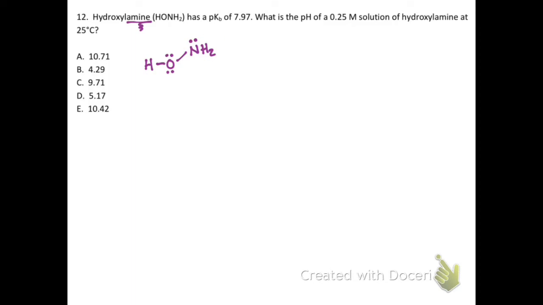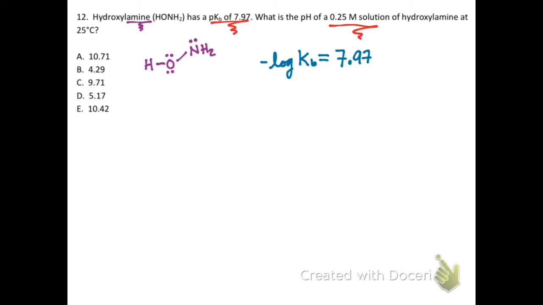Now, some other ways that we can find out that it's a base is, notice that we're given a pKb in this problem. And our goal is to find the pH of a 0.25 molar solution of hydroxylamine at 25 degrees Celsius. So, pKb, what does that mean? Well, remember, p always means the same thing. It always means the negative log base 10 of, in this case, since it's pKb, Kb. And we know that that's 7.97.